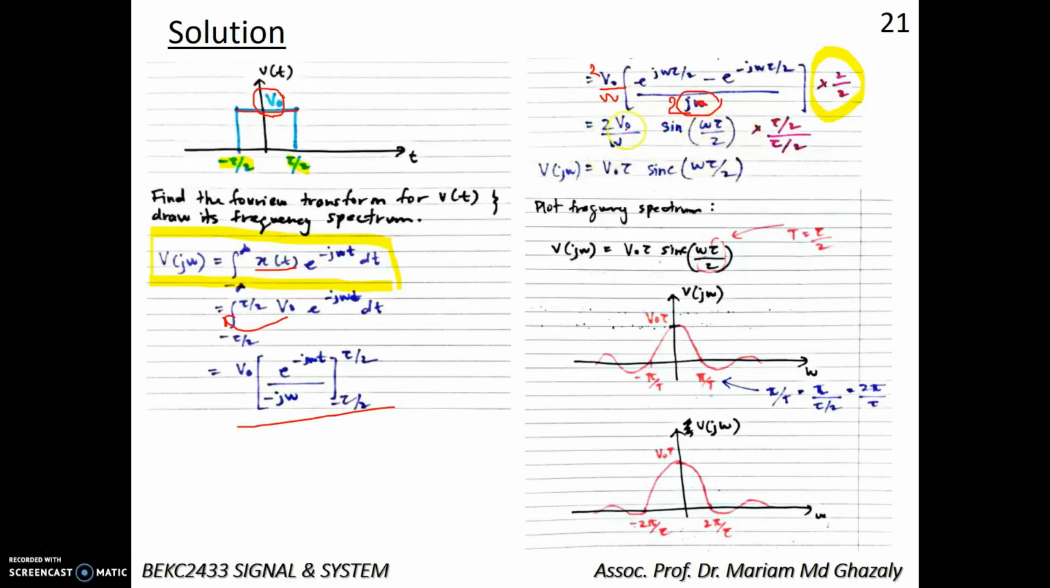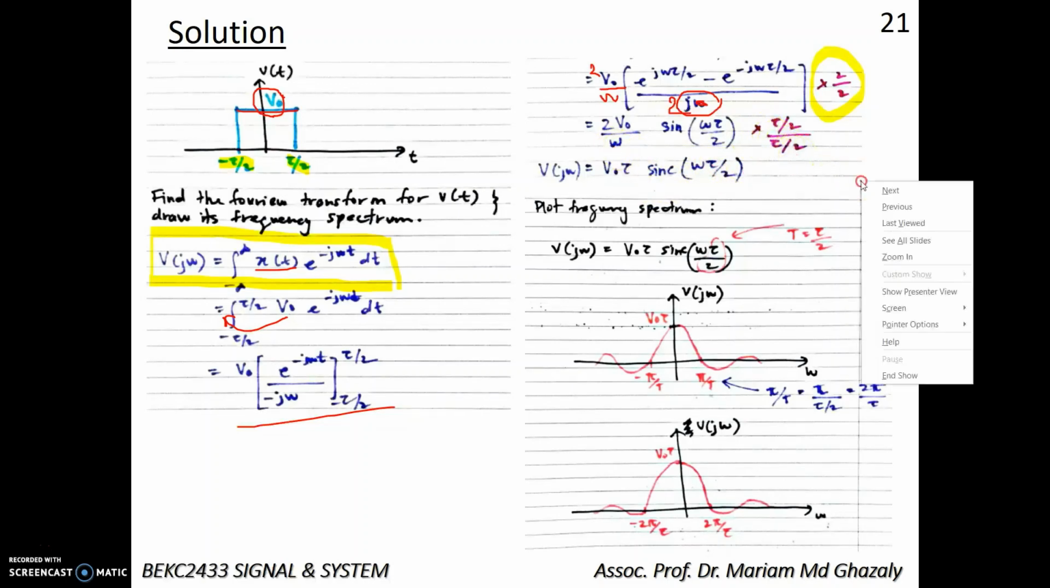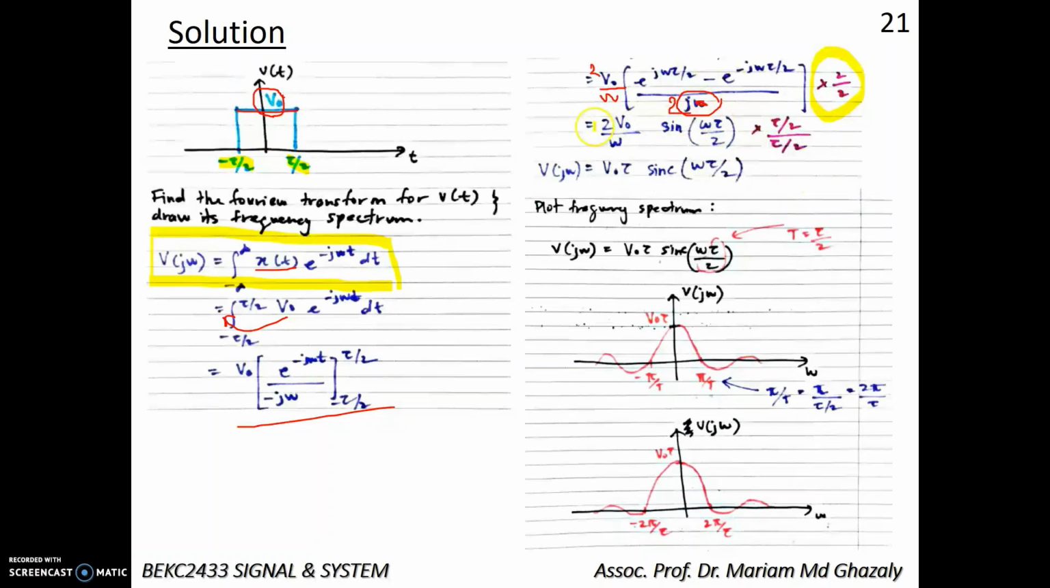But here, if you are able to transform this equation to sin theta over theta, you need to have the numerator as omega tau over 2. So you have omega over here, which means you need to multiply this equation by tau over 2 over tau over 2. Then you will have the numerator omega tau over 2, which is similar to this value. That's why you end up with the equation v naught tau sin omega tau over 2 as the final equation.